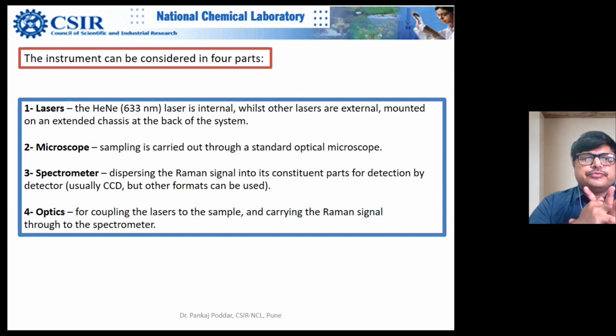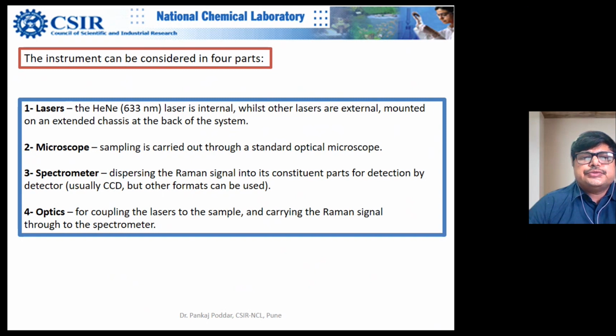And next is the spectrophotometer, because you have several Raman shifted photons, so you would like to split them and analyze them. So for that, you need a very good spectrophotometer. There are two types of spectrophotometers: one is single monochromator based and the other is triple monochromator based. I will speak about it. Then finally, the detector is there, and then there are other optics.